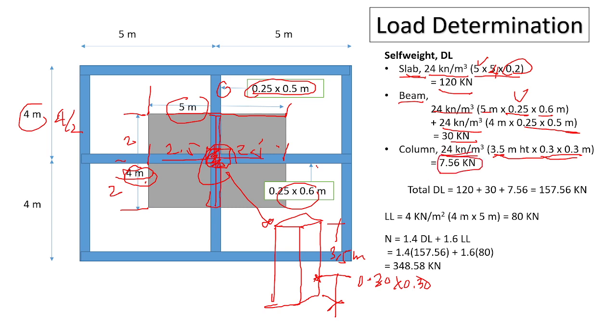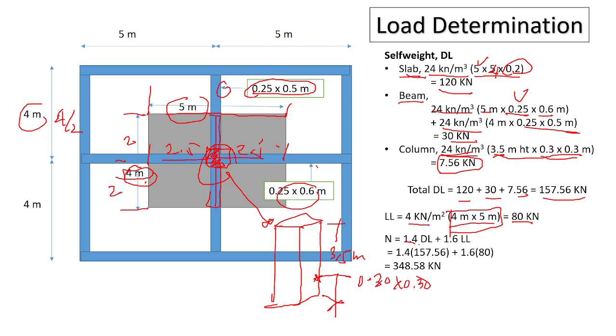So we can add the total dead load, 120, 30, and 7.56. You get the total load, and the live load is 4 kilonewton per square meter. That's the assumption that we have. Just multiply it by the area of the slab. Take note, only the area. So you have this one.